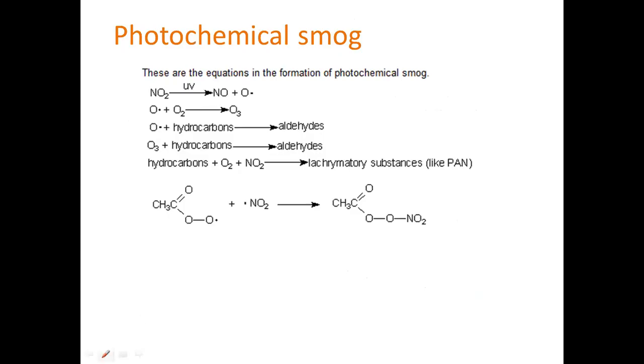So here you can see nitrogen dioxide is emitted from vehicles or factories. Then, in the presence of ultraviolet sun rays, it is broken down into nitric oxide and an oxygen radical. Then this oxygen radical reacts with O2, the oxygen gas available in the atmosphere, and produces ozone. So this is the ground level ozone.